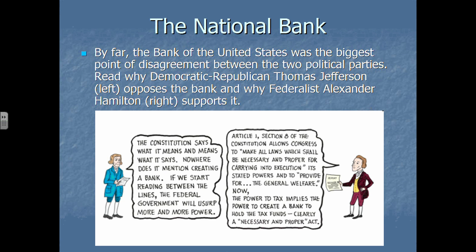But the biggest issue is the Bank of the United States, and if you look down below the little cartoon, it gives you the reasons why and how Hamilton and Jefferson differed. So on the left you see Jefferson. Jefferson basically said that if it wasn't in the Constitution you couldn't do it, and Jefferson said nowhere does it mention a bank. If we start reading between the lines, the federal government will usurp more and more power. Hamilton believed in implied powers. Article 1, Section 8 allows Congress to make all laws which shall be necessary and proper. The question is, is a bank necessary and proper? Hamilton said yes, Jefferson said no.